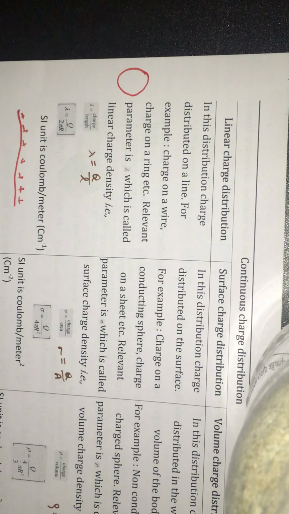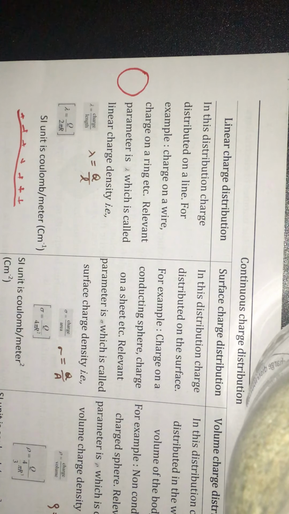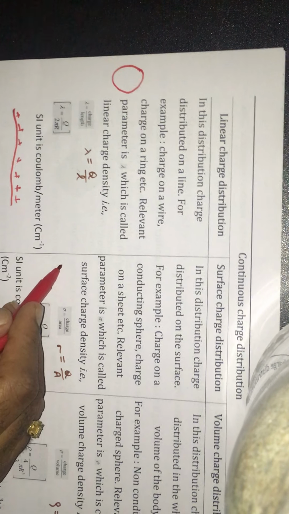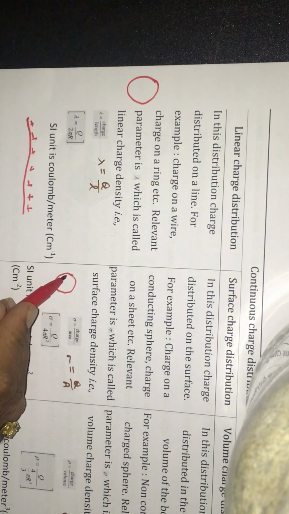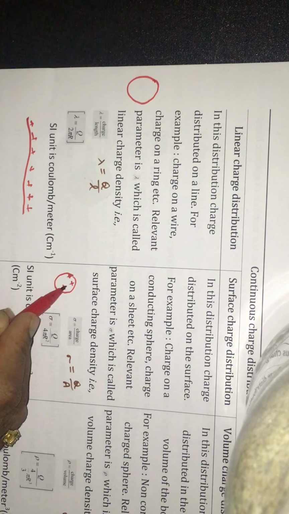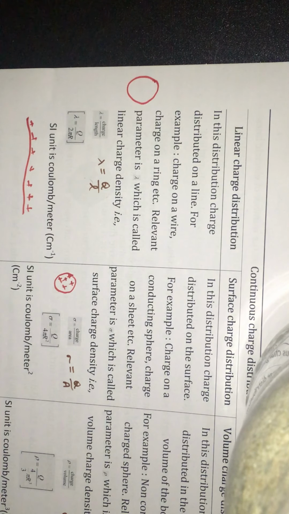Similarly, surface charge distribution. In this distribution, charges are distributed on a surface. You can think of a charged sphere. If you have a charged sphere like this, the charges may be distributed over the whole surface of this sphere. You know that always the charges will be distributed over the surface of a conductor, so it will be sitting on the surface of the sphere.